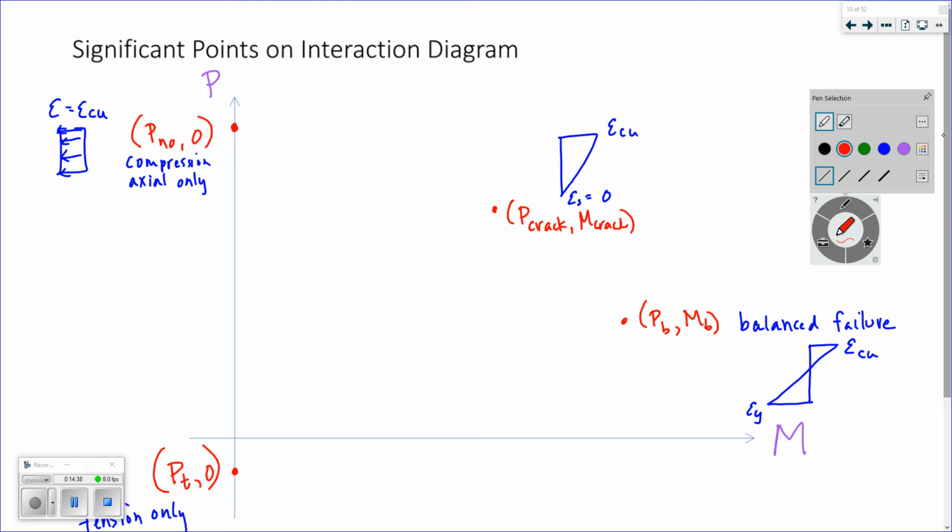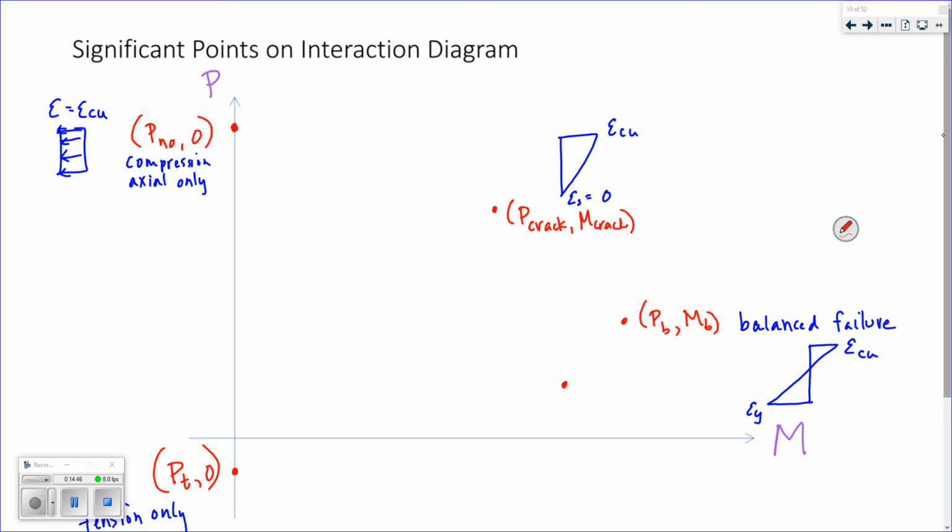So 1, 2, 3, 4. My 5th one that I'm going to look at is going to be down here. I'm going to call this PTC and MTC. Balanced failure is when I start to yield my steel.